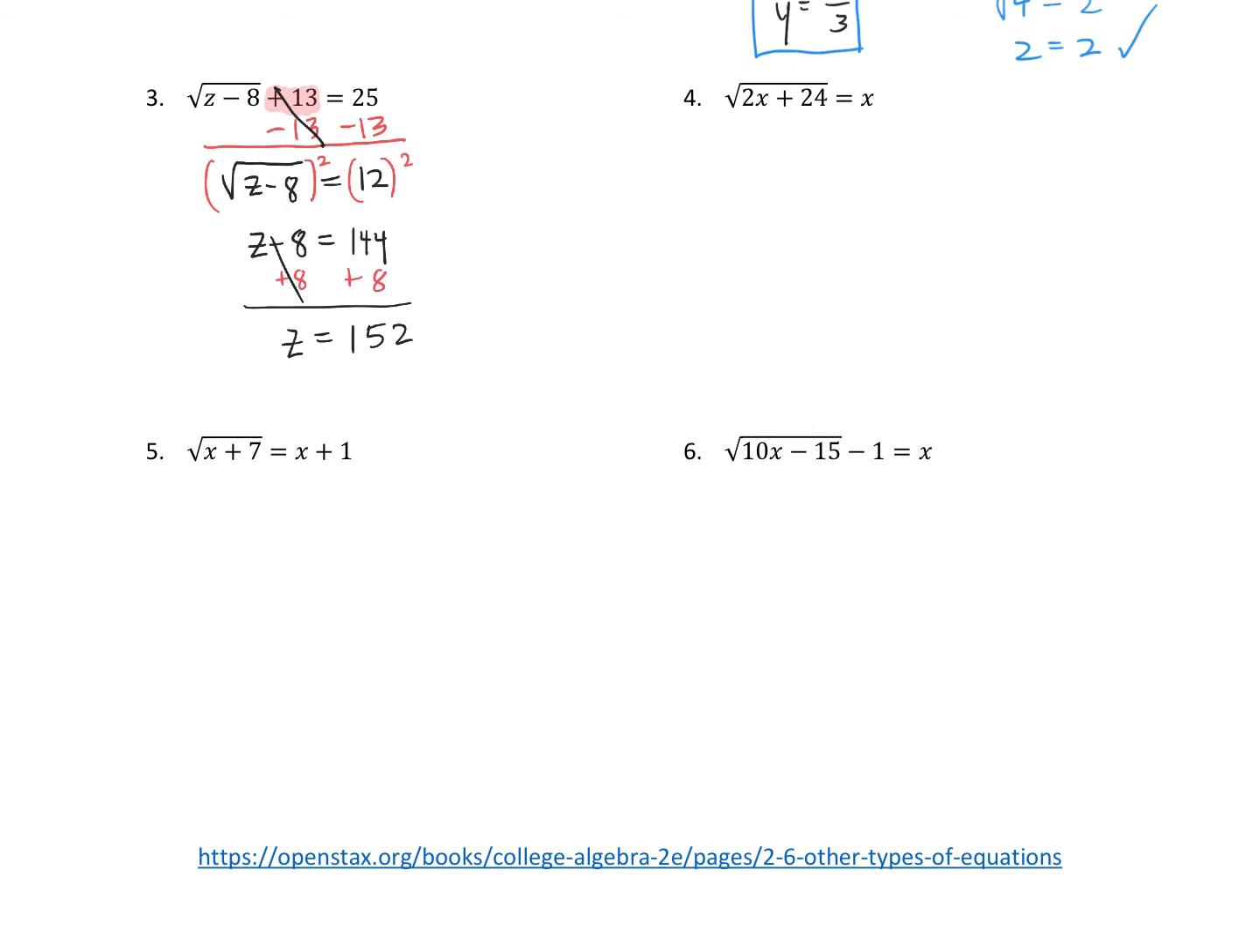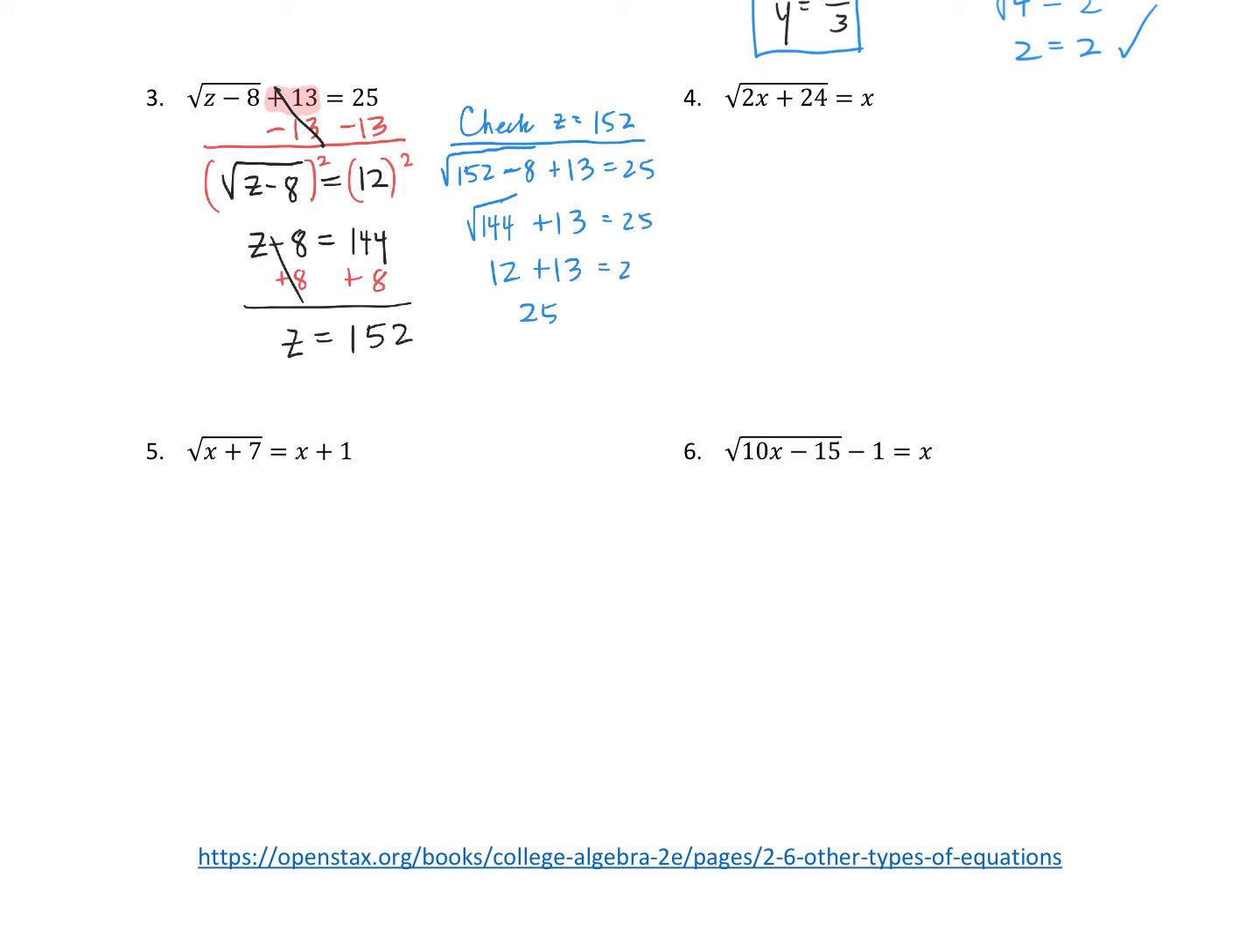And now, don't forget, you have to check. So I'm going to check z equals 152. So I have the square root of 152 minus 8, plus 13, is equal to 25. So I'm just going to simplify the left-hand side and see if it's 25. So 152 minus 8, that would be 144. The square root of 144 is 12. And then 12 plus 13 is 25.